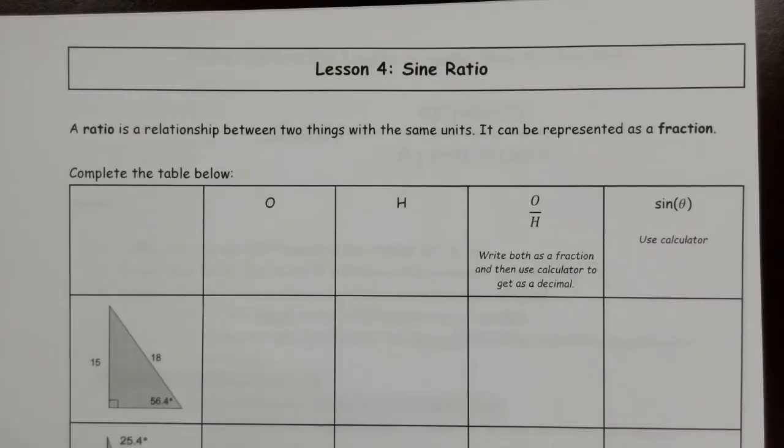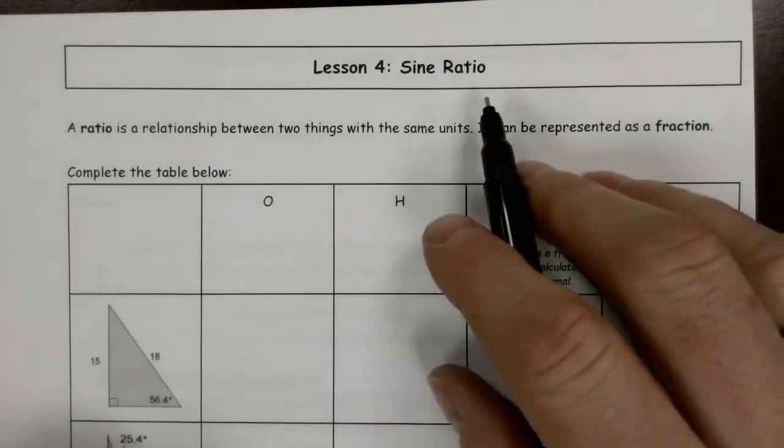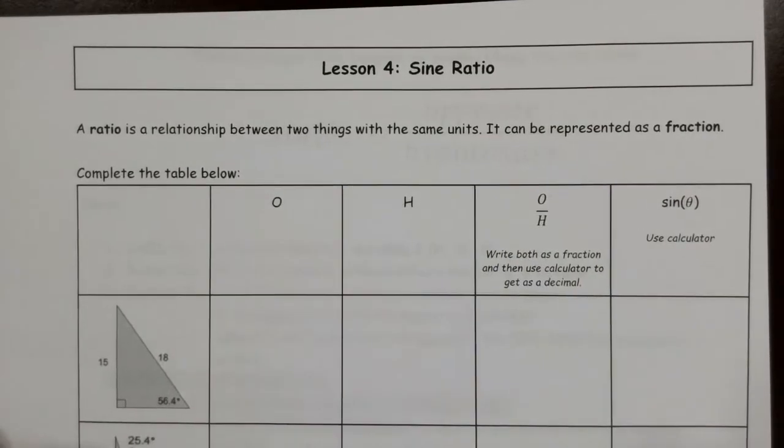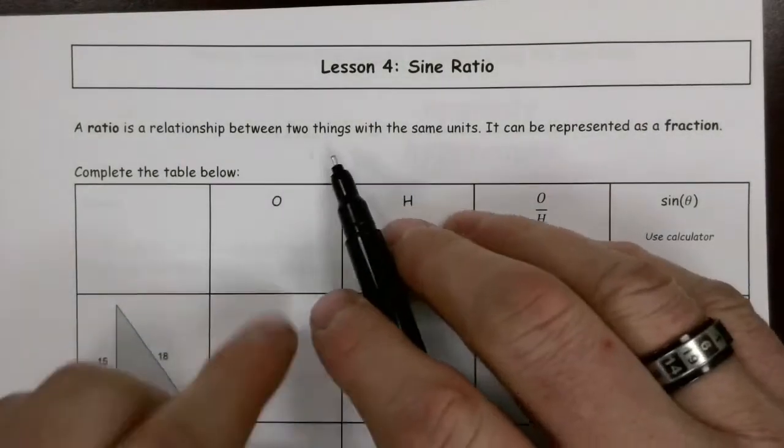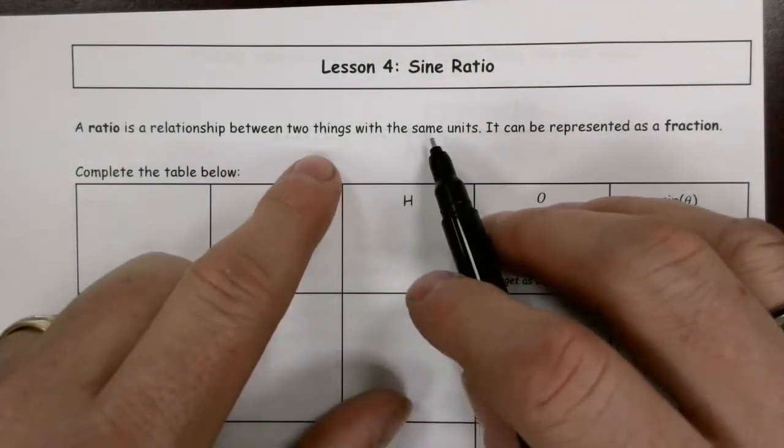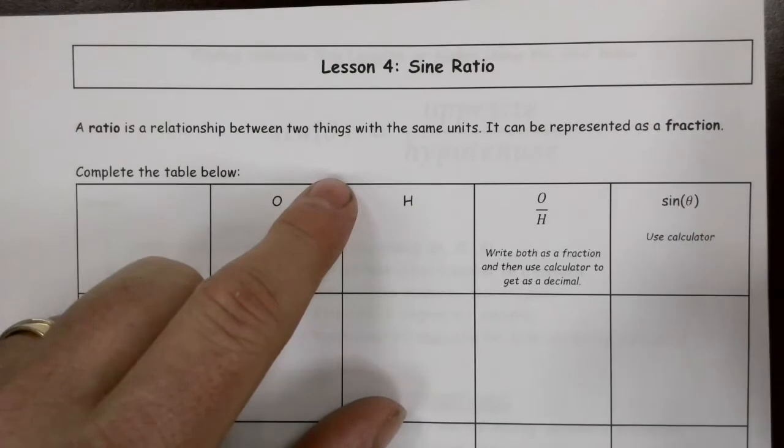All right, hi everybody. In this lesson here, we're going to take a look at the sine ratio. So we're going to introduce to you the first of three trig ratios that we want you to get comfortable with. Now, a ratio is simply a relationship between two things with the same units, typically expressed as a fraction.